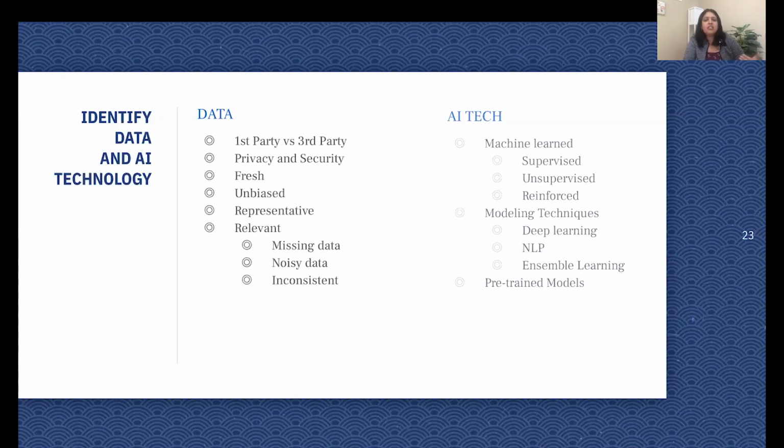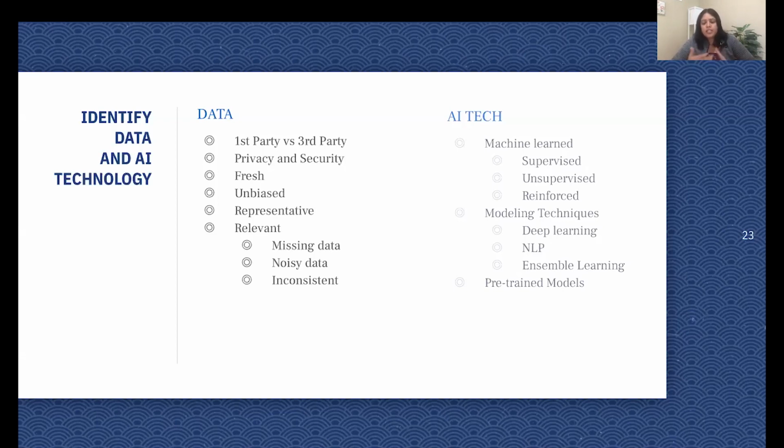Other important things about data, is it fresh? I mean, you probably don't want to build a model over some data that was collected 20 years back. The data should be unbiased. It should be representative. Similarly, it should be relevant, meaning that if there is data that's missing, or noisy data, or inconsistent data, or duplicate data, all those things should be taken into account in the pre-processing of the data, so that the final data set on which the model is built is, again, fresh, unbiased, representative of positive and negative samples, and relevant.